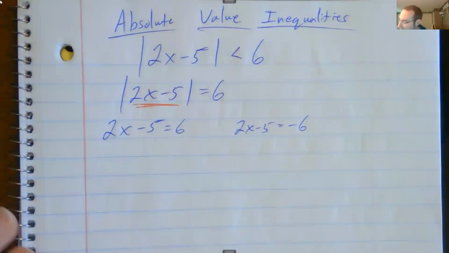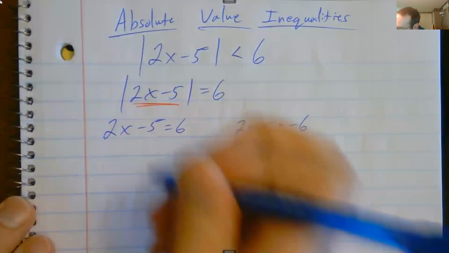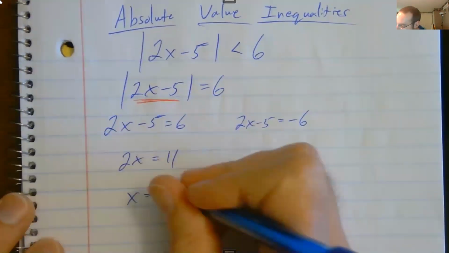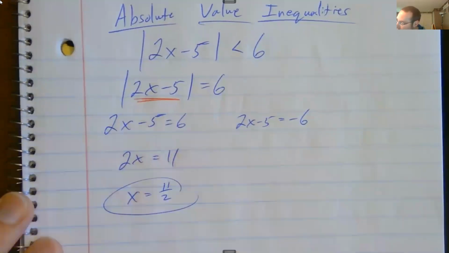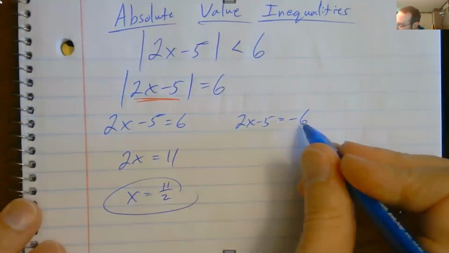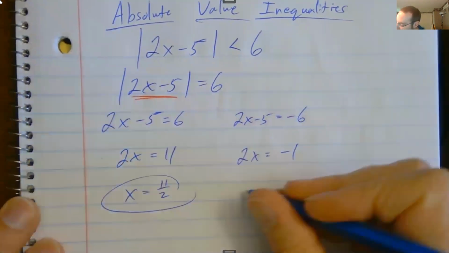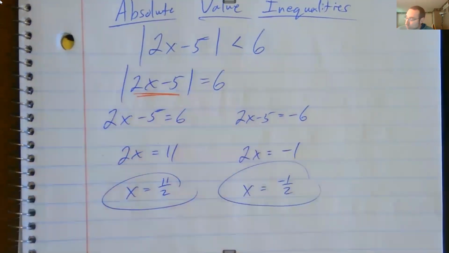All right, so we solve these. I'm going to add 5 to both sides. So I have 2x equals 11. Divide by 2, and I get x equals 11 halves, or 5.5. Over here, if I add 5 to negative 6, I get 2x equals negative 1, and divide by 2, I get x is negative 1 half. So those are the things that would solve this equation. Those x values become the boundary points for our inequality.